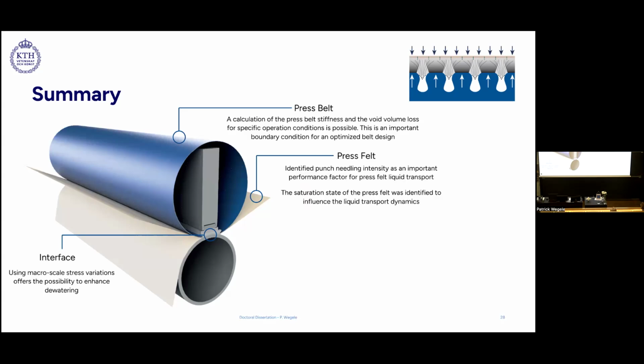Finally, we shed some light on the press felt, first of all highlighting the importance of the punch needling process, because punch needling is not only a manufacturing process, but also a process that modifies the liquid distribution in the press felt. Before, we demonstrated that also the saturation state of the press felt is of high importance in papermaking because it modifies the capillary liquid transport.